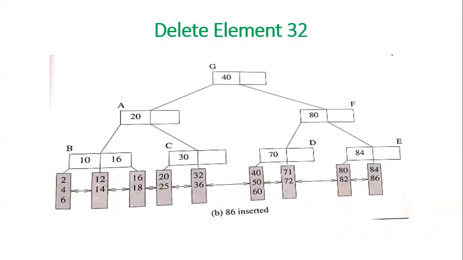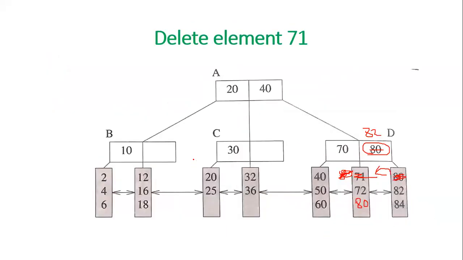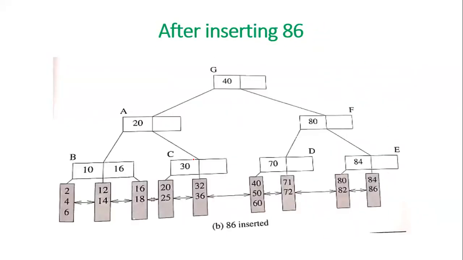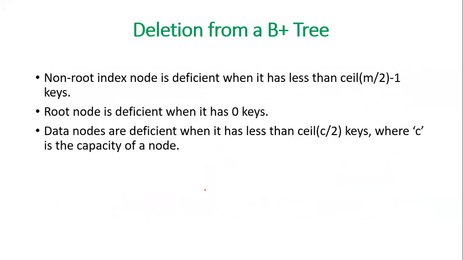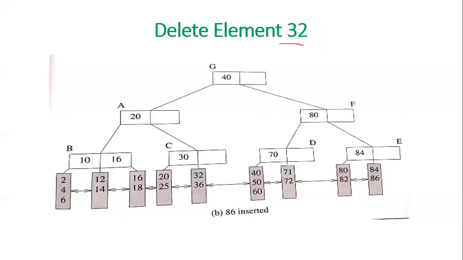Next, let us see how to delete 32 from this tree below. This is the tree which we got after inserting 86. If you recall, after inserting 86, this is the tree which we got. From this tree, we want to delete 32. So how are we going to delete 32?